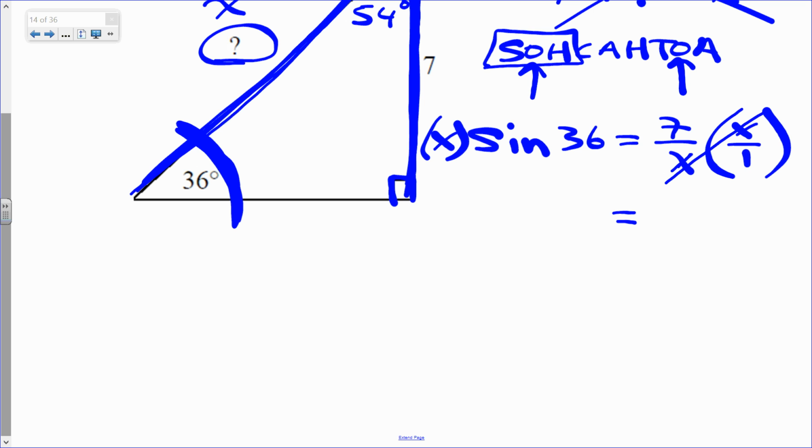So I have 7 on the right side, because the x's cancel out. And I have x times the sine of 36 on the left. Notice how the variable is not in the denominator anymore, by one little step. I just multiplied both sides by x. It's no longer in the denominator, so we're good to go there.